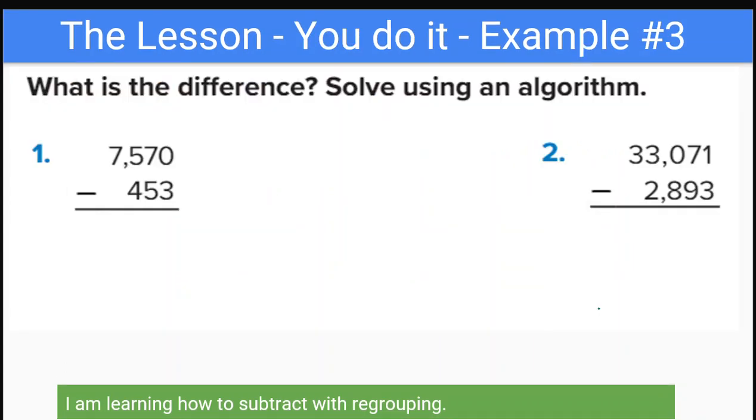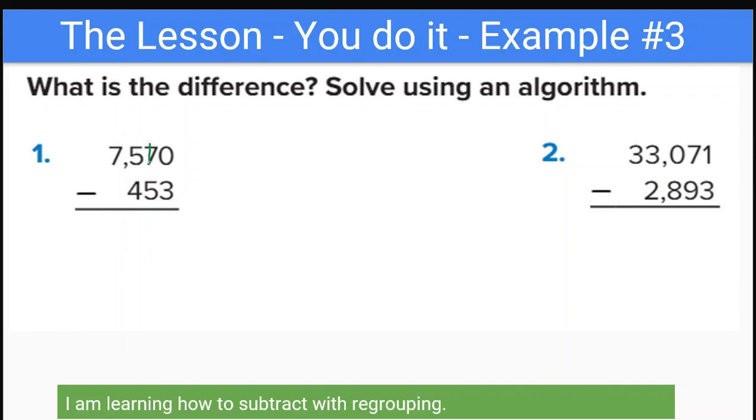All right, well, here they continue to have you do it, but this time without the chart, and I think this is kind of better. Here's how I do it, okay? Let's start talking about this. 0 take away 3. Can you do that? No, if I had 0 bananas, you can't take away 3 from me.